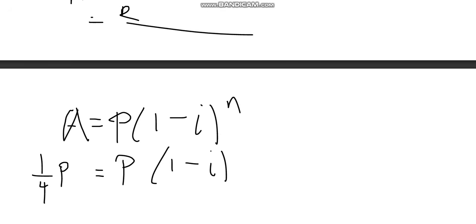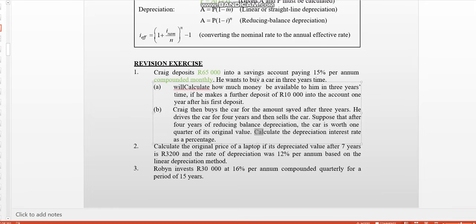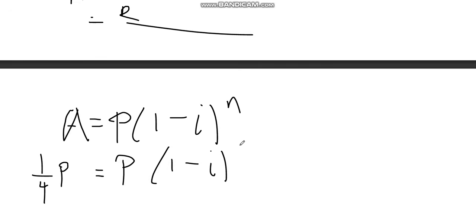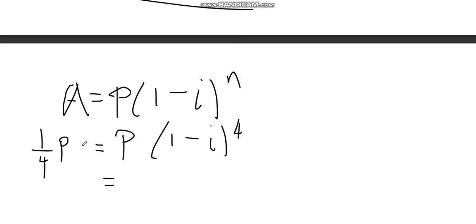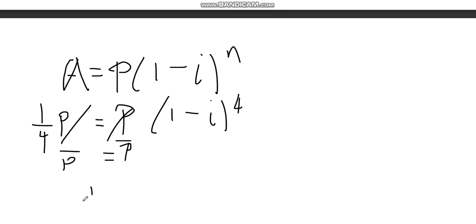And our duration, let's check our duration again. Our duration is after 4 years. So here we are not told that it is compounded monthly or compounded semi-annually or whatever, so we're still going to keep that 4 here. And then from here, we just divide both sides by P. P cancels P, and we are left with 1/4 equals (1 - i)^4.